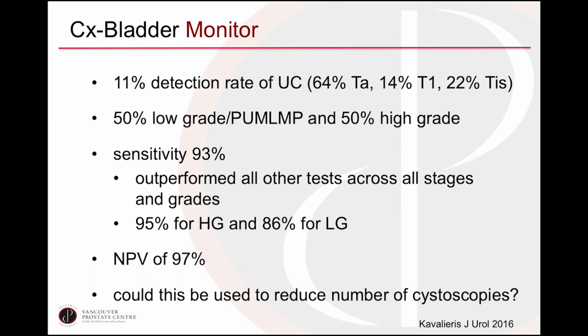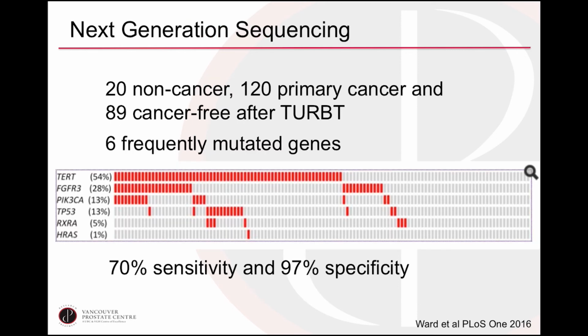Sensitivity was 93%. So again, this is a good performance. It outperformed all other tests. And it was higher for high grade versus low grade, as almost all these tests are. Negative predictive value was 97%, which is a little bit lower, perhaps, than the AssureMDX. And the question posed by the authors is, can this replace some of the cystoscopies? And that will remain to be seen.